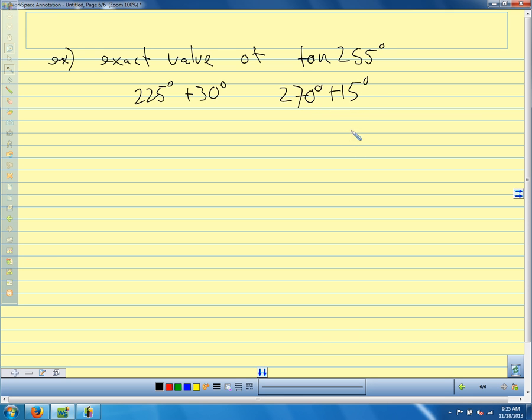Now, is 15 degrees a unit circle angle? No. It'd be nice if we could do it that way. It does work, but 15 degrees is not a unit circle angle. Did someone else think of some other ones? 300 minus 45.